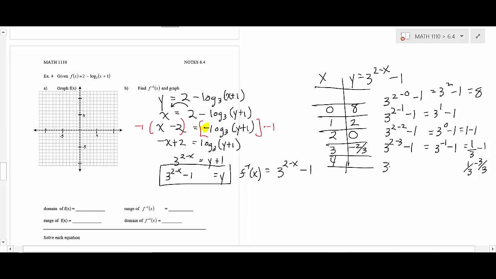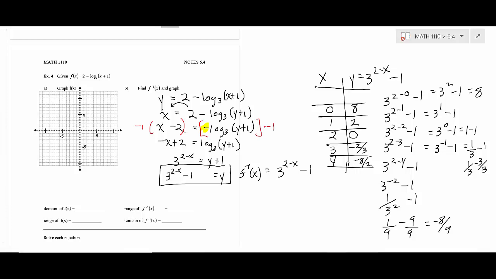So I'm going to do 3 to the 2 minus 4, minus 1. That's 3 to the negative second minus 1. 3 to the negative second is 1 over 3 to the second, minus 1. So that's 1/9 minus 1. I'm going to get a common denominator, and that will give me negative 8/9. Just enough points to kind of show you what's happening on the problem. So what we've done is we got the inverse, and you can do the problem this way because it's easy to get points on that exponential function.